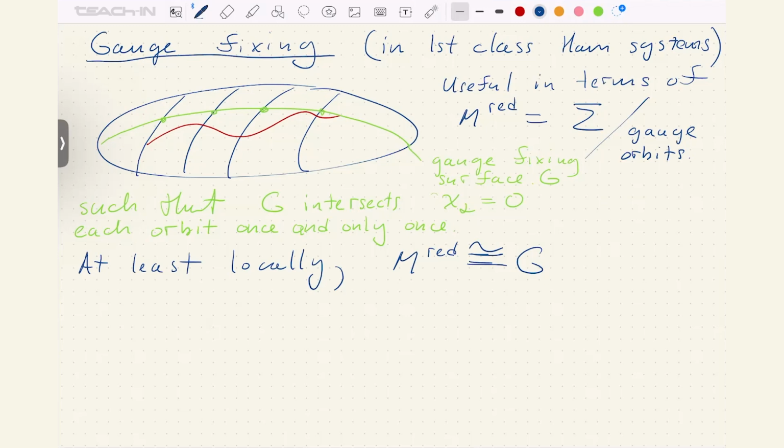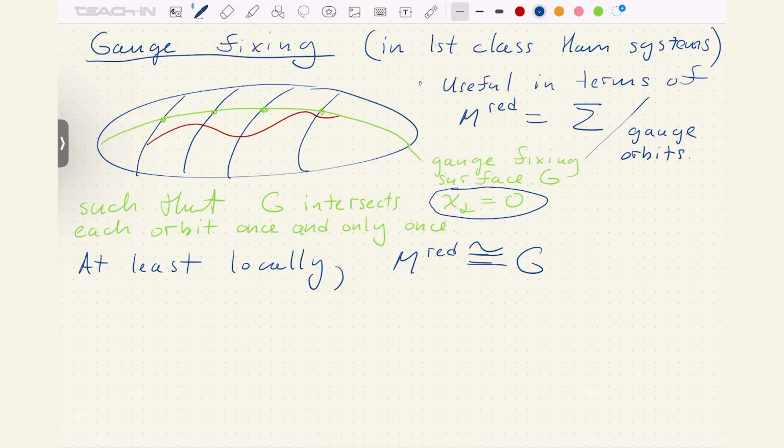so what are the conditions? It's also convenient to define this surface again in terms of something like constraints, right? So we can think of these chi alpha again as additional constraints. So what is the condition, at least local, that a gauge orbit intersects this gauge fixing surface only once? So what has to be checked?